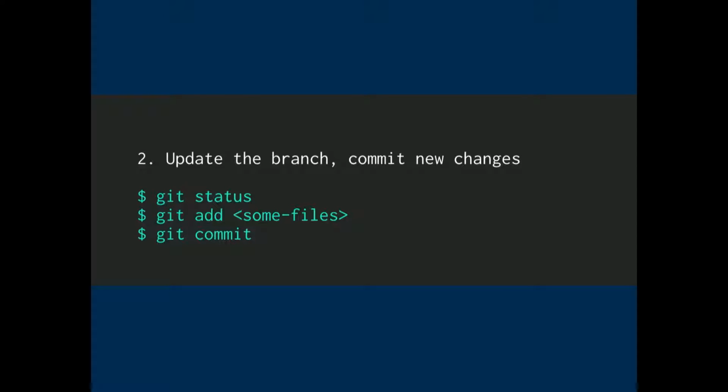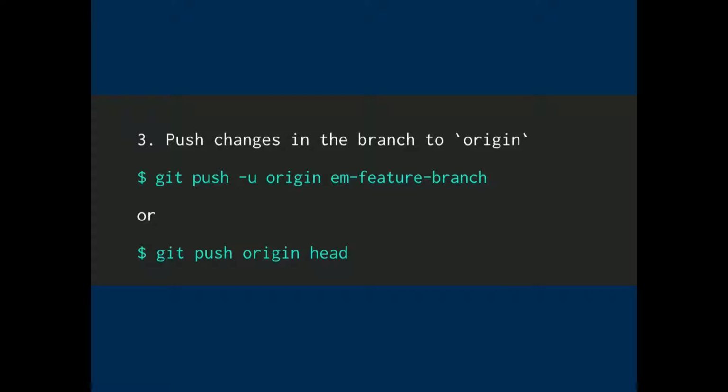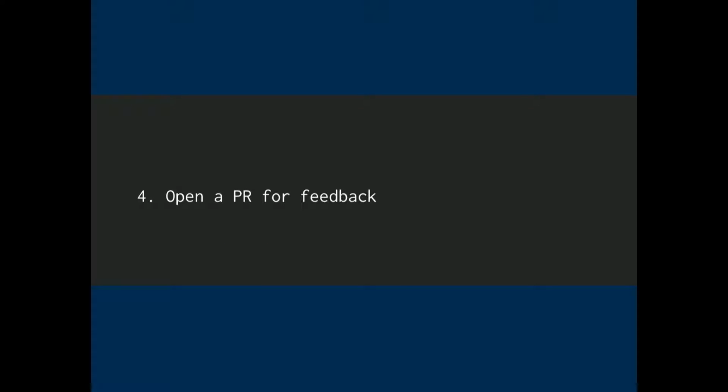Then we update the branch and commit new changes. We push the changes in the branch to origin. You can push it with the first command, but I usually prefer the handy second one, because it pushes the current branch to the same name on the remote. A lot less to type.